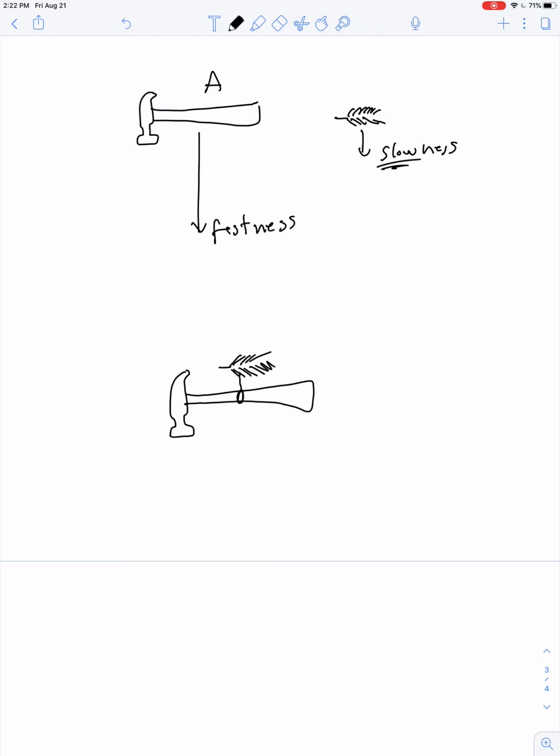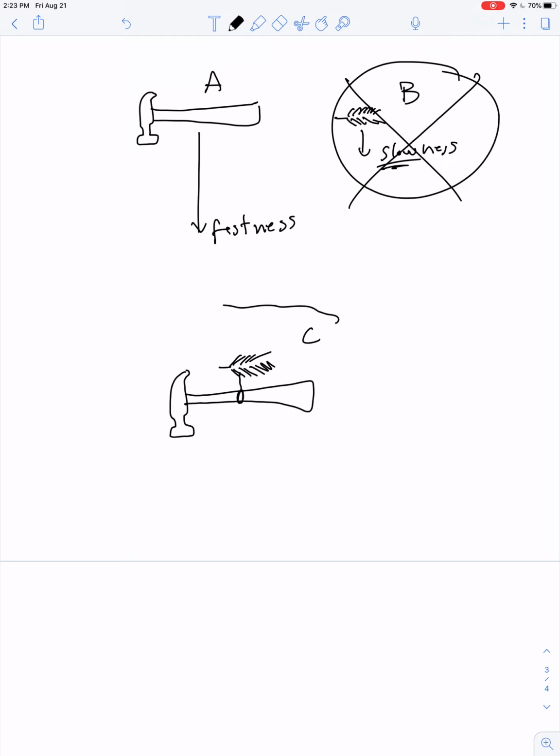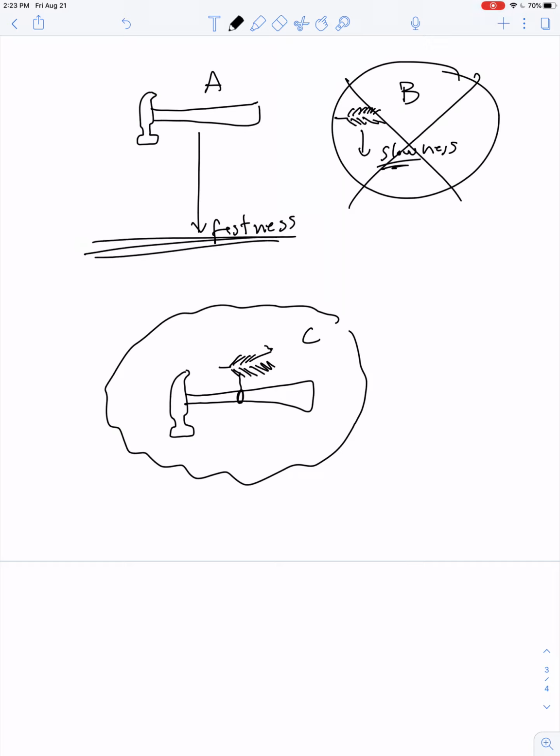Now, of all three objects, A, B, and C, which one falls the slowest? I think you'd all argue the feather. If we make the presumption that feathers have inherent slowness and hammers have inherent fastness, then you might guess that object C falls slower than the hammer itself because the feather's slowness slows it down.